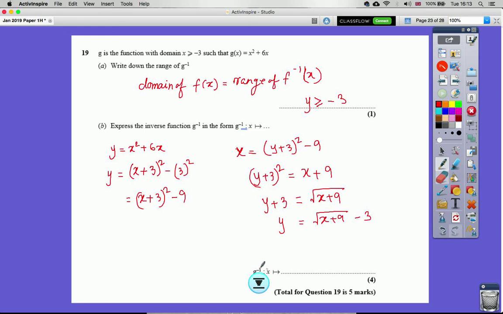So g inverse x is square root of x plus 9 minus 3, or you can write it as minus 3 plus square root of x plus 9. So this is the tricky part, that if your function is a quadratic one, sometimes you have to do completing the square to find out the inverse function.